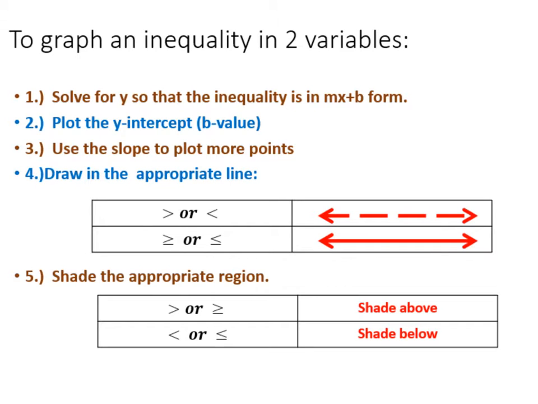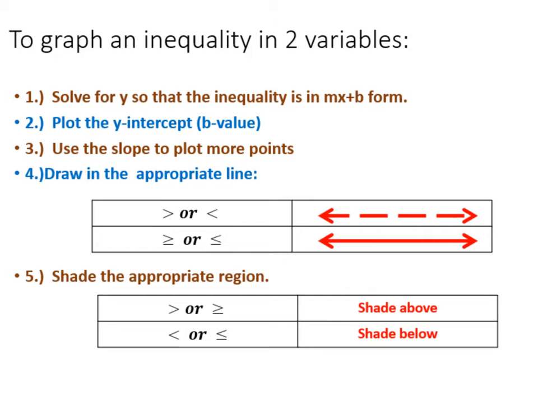In this video, we will continue to work on graphing linear inequalities. First, let's start by reviewing the steps. So your first step is that you're going to solve for y so the inequality is in mx plus b form. Then you're going to plot the y-intercept or the b value. Next, you'll use the slope to plot more points. Then you're going to draw in the appropriate line.